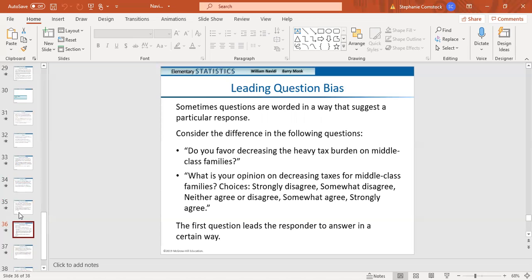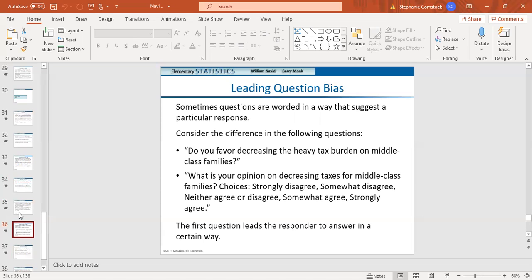They don't say cut it. They don't say anything. So your only options here to answer are yes or no. And so with this one, it would probably guide you towards saying yes. Okay. Now, the next one is, what is your opinion on decreasing taxes for middle class families? Notice they're still asking about decreasing. They're still talking about middle class families, but they have left out this heavy tax burden. Okay. Heavy and burden sounds bad. So of course we should get rid of it.